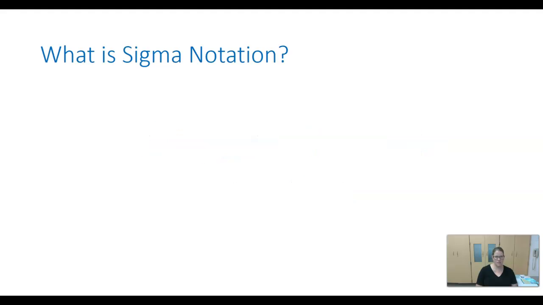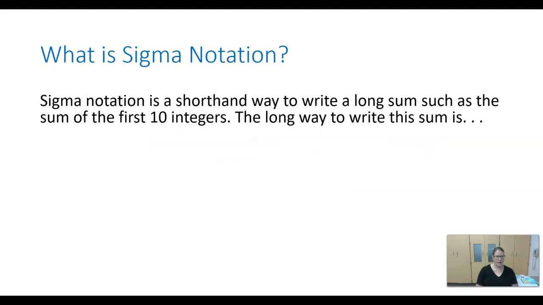So what is sigma notation? Sigma notation is a shorthand way to write a long sum. So if I wanted to, for example, sum the first 10 integers, and remember an integer is just counting numbers, like no fractions, no decimals. They can be positive, they can be negative, 0 is included. So the first 10 integers would just be 1 through 10.